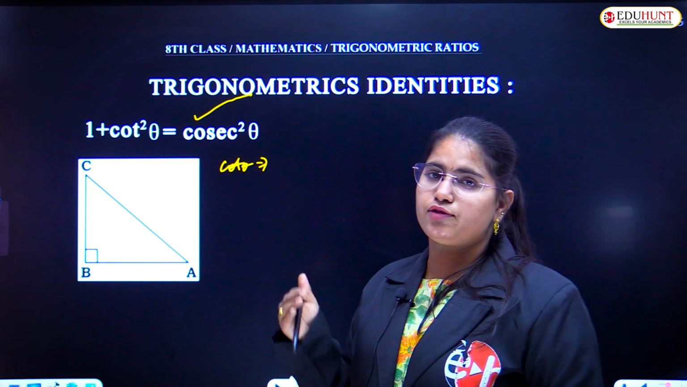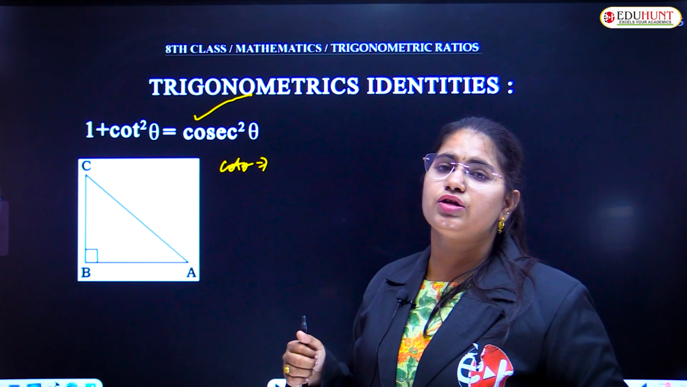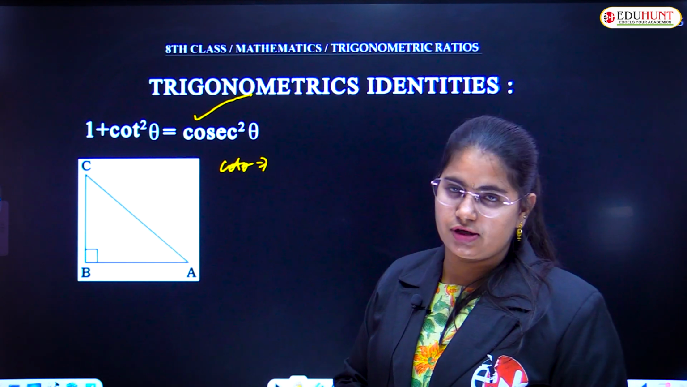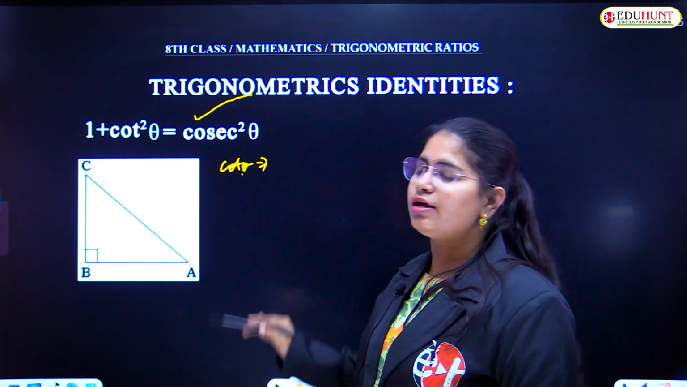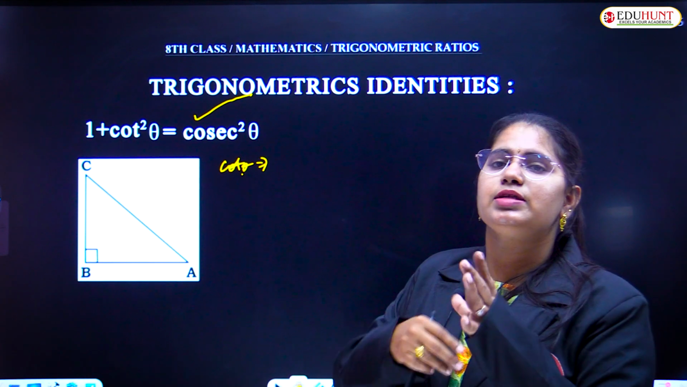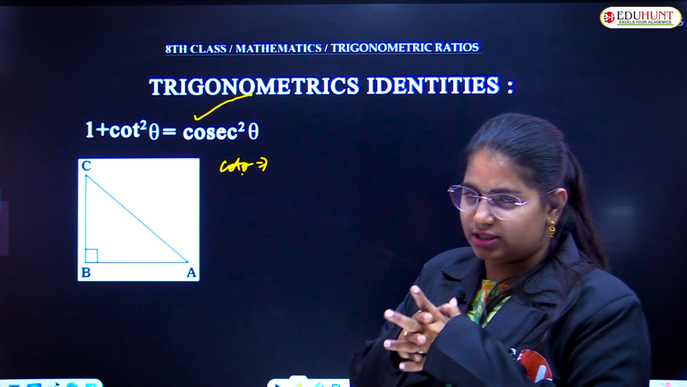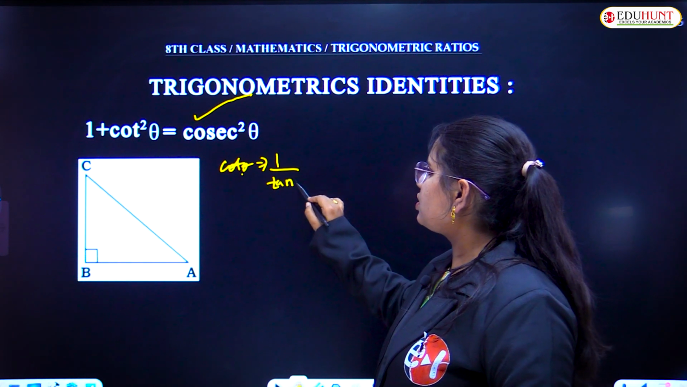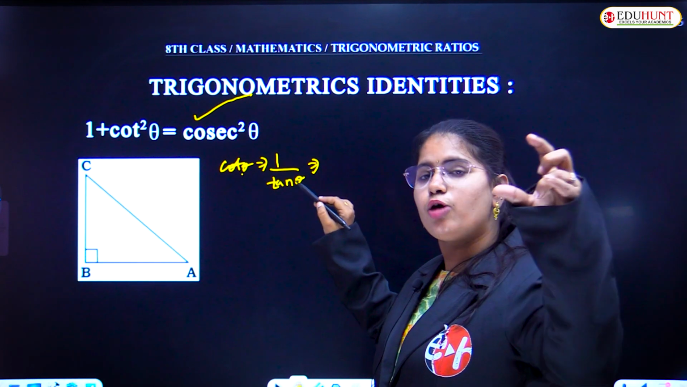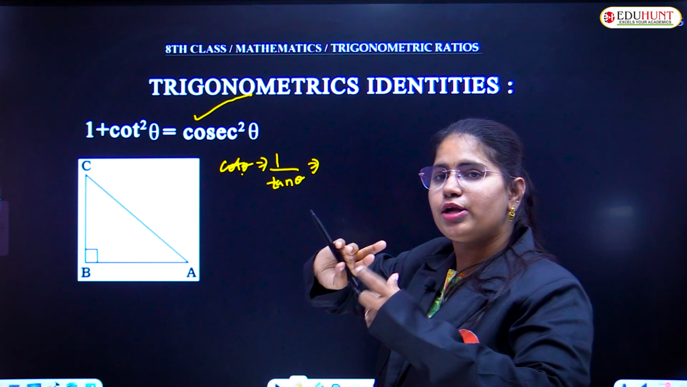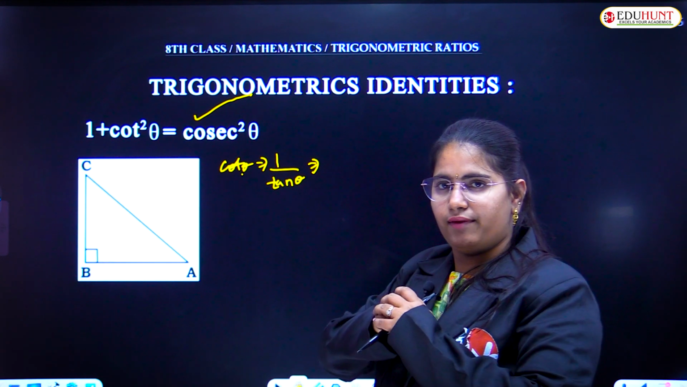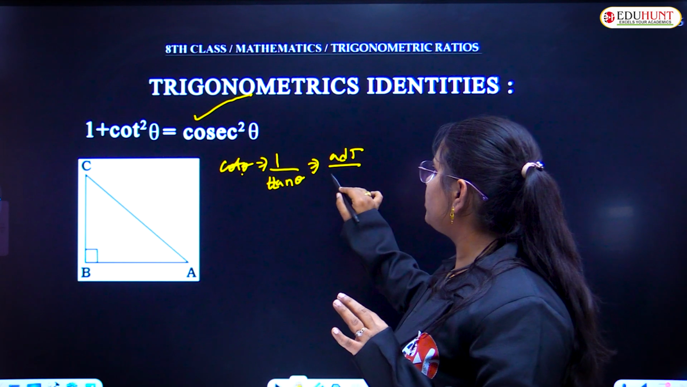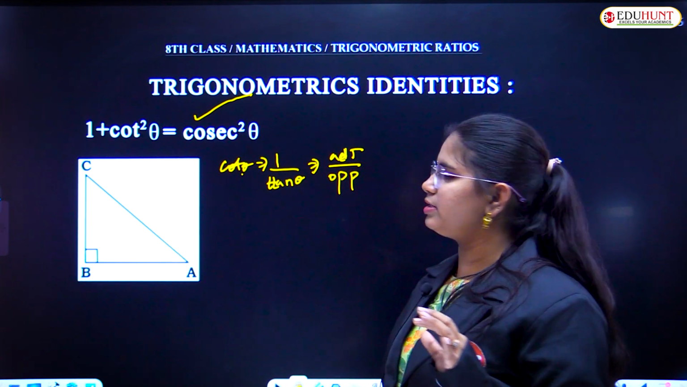Just now I have told you about the relational, reciprocal relationships of the functions. So cot theta is defined as the reciprocal function of tan. So how do you define tan? Actually it's opposite side by adjacent side, but you have to take the reciprocal of tan. So what will it become? Adjacent side by opposite side.